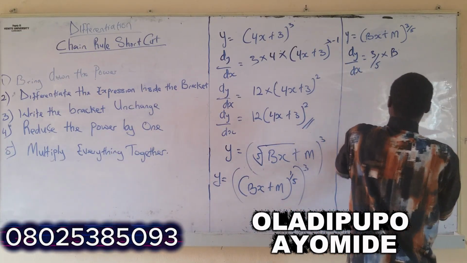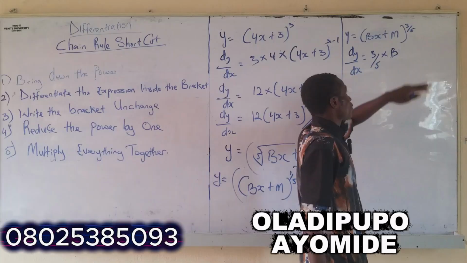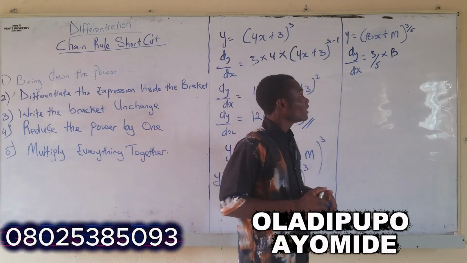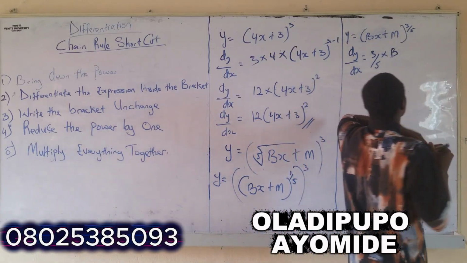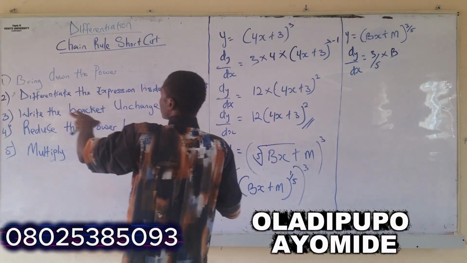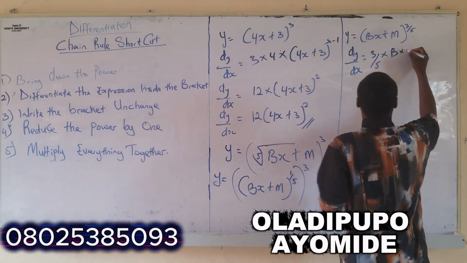And this n is just a constant. Whenever I differentiate a constant, it always becomes 0. So now this is off. The next step is write the bracket unchanged. We have to write the bracket unchanged, multiplied by, we have what?